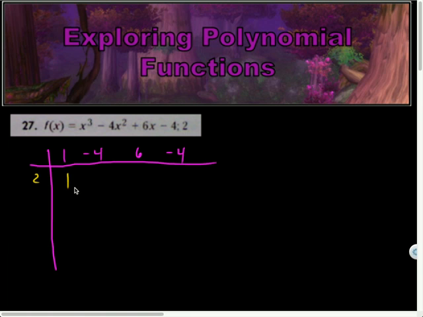So let's see. Bring down the 1. 2 times 1 is 2, plus -4 is -2. 2 times -2 is -4, plus 6 is 2. 2 times 2 is 4, plus -4 is 0. Right, so that does indeed work out. Now, I do end up getting a depressed polynomial out of this, so I could choose to work further with just the depressed polynomial.